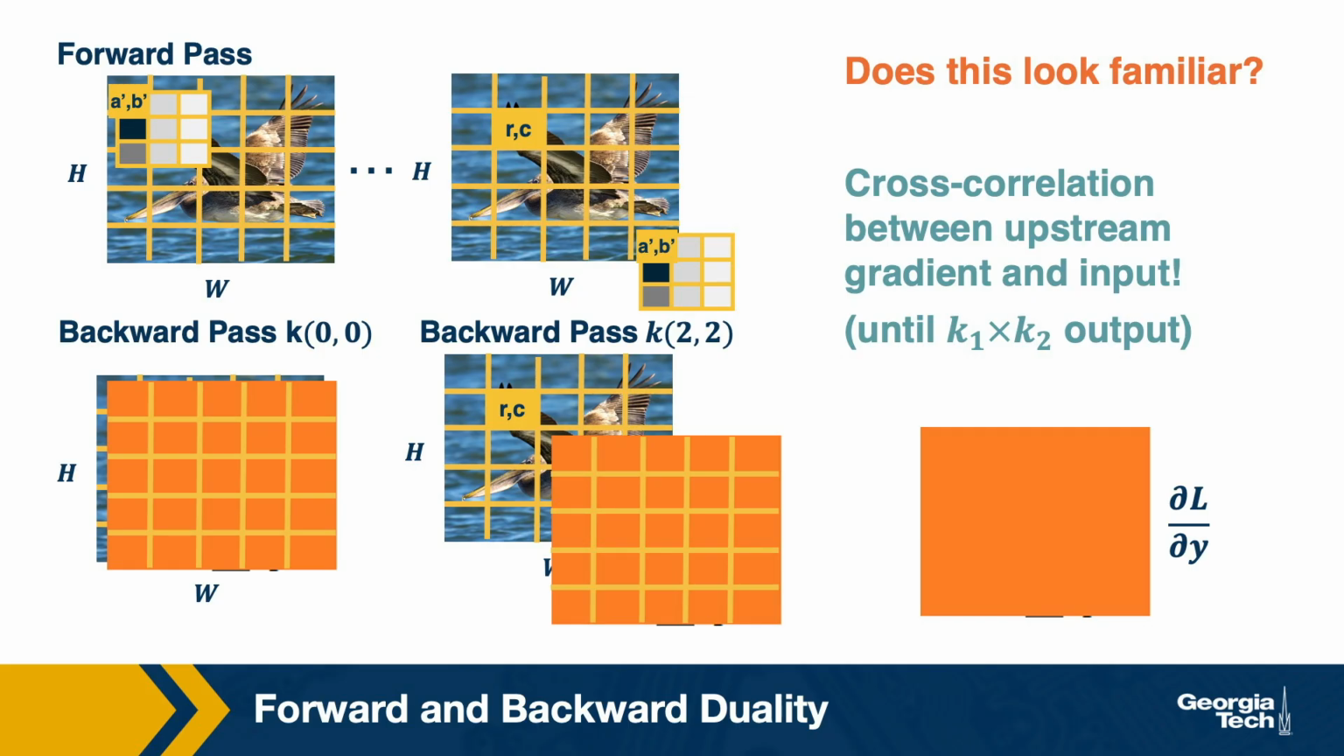If you remember, we're padding the input. So we're going to cross correlate the partial derivative of the loss with respect to our output, which is this matrix, and the input, but offset. Essentially, we're just striding the upstream gradient across the input, and we're going to do it for the size of the kernel, and that will be our gradient.